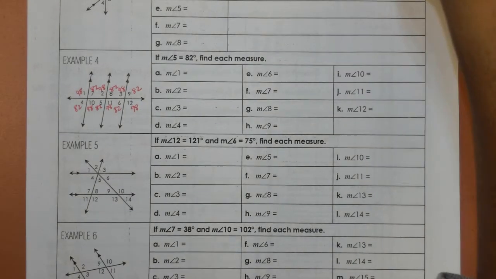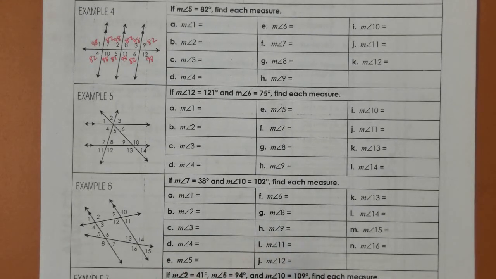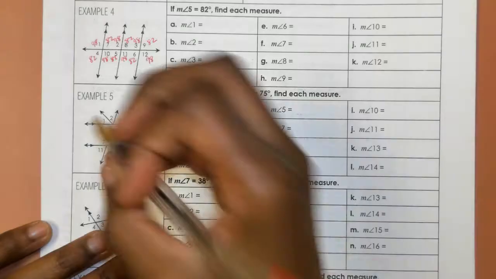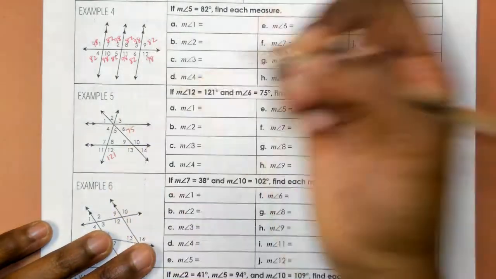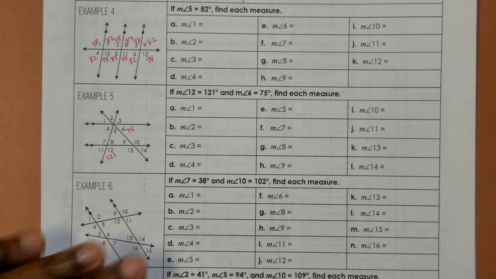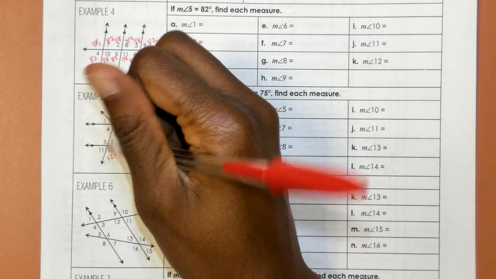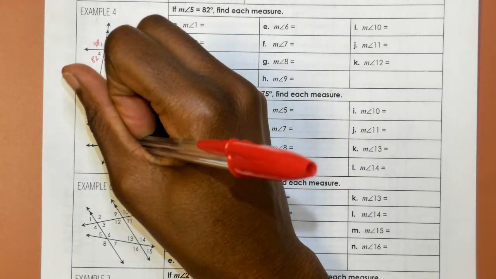Okay, when we get to examples 5, 6, and 7, you're going to have to be paying really close attention to which lines are parallel. Because those things that are congruent and supplementary, except for vertical and linear, are only true if they're on lines that are parallel. So for instance, if I look at measure of angle 12 being 121, measure of angle 6 being 75. If I use my trace paper, I can tell, well, first of all, I can get this whole vertex, because vertical angles are the same. Linear pair are supplementary.